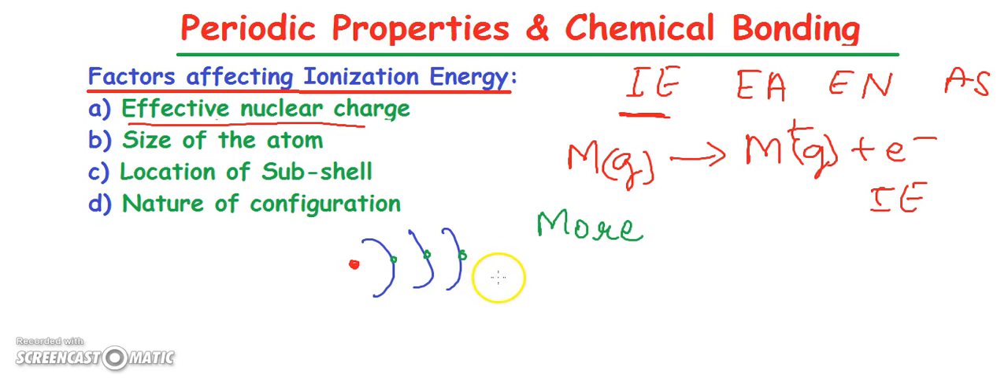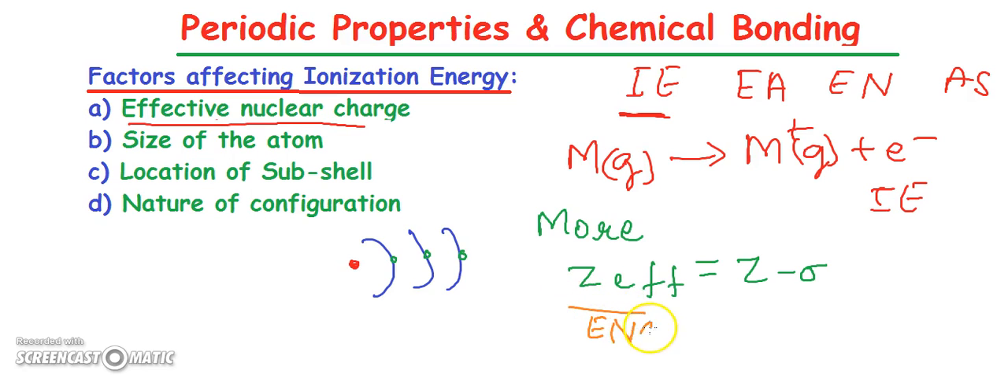So effective nuclear charge, how will you calculate? Here we have a formula for that. Z effective is given by Z minus sigma. In this, Z effective is the effective nuclear charge. Z is the nuclear charge. This symbol is for the screening constant. Okay. Now screening constant can be calculated from the Slater's rule.